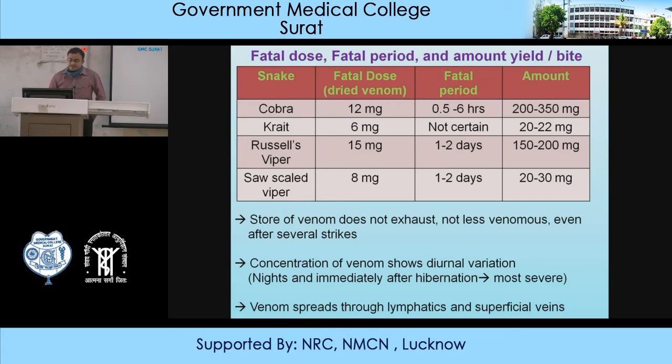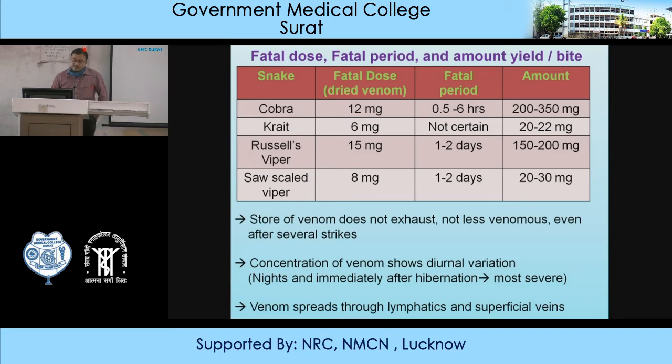From snake, first one is Cobra. Fatal dose of dry venom is 12 milligram. Fatal period is 0.5 to 6 hours. And in a single bite, 200 to 350 milligram of dry venom is excreted from a single bite. It is more than 22 times higher than the fatal dose.